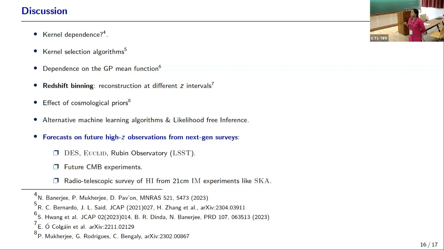Now we are considering redshift binning, like reconstruction in different redshift intervals, to look for different signatures and see whether it affects our present constraints or not. And we have studied the effect of different cosmological priors on our reconstruction. We should also look at alternative machine learning algorithms, like neural networks, genetic algorithms, and likelihood free inference, and likely we can try to make forecasts for future missions when the data arrives.